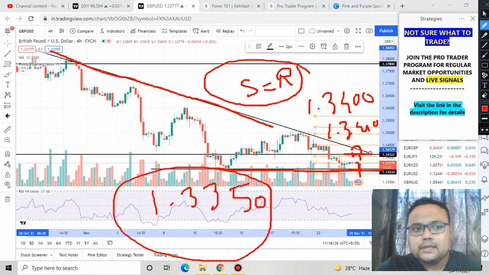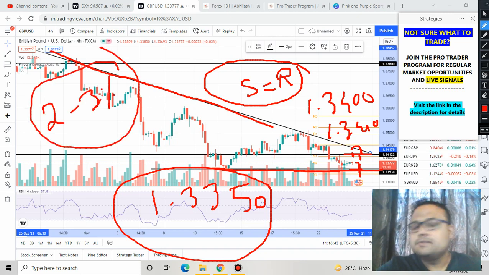Whatever you do, please follow proper risk management and do not risk more than 2 to 3% of your trading capital, because my dear friends, this is my analysis. I can be wrong as well. So for my wrong analysis, you should not be losing your whole capital. So whatever you do, please follow proper risk management.